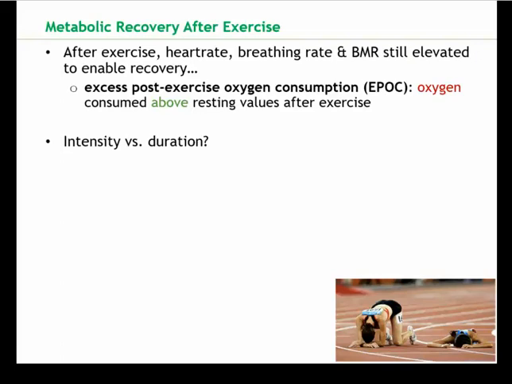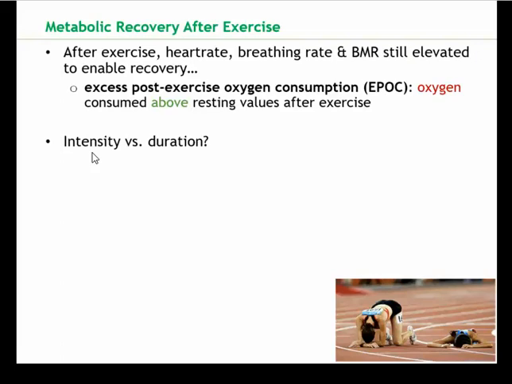So intensity versus duration on EPOC. Let me give you an example. Is my EPOC going to be higher after, let's say, I run for 6 miles at a moderate pace, versus if I do 10 repeat, let's say, 60-meter sprints back to back? My EPOC is going to be higher after a sprint workout than it will be after a slow, long duration endurance workout.